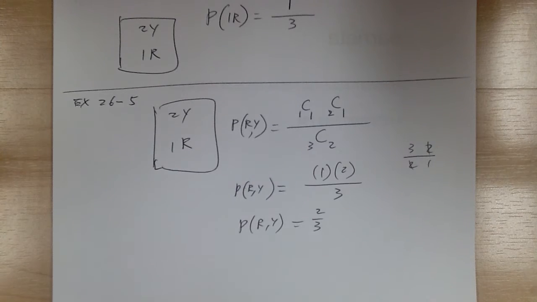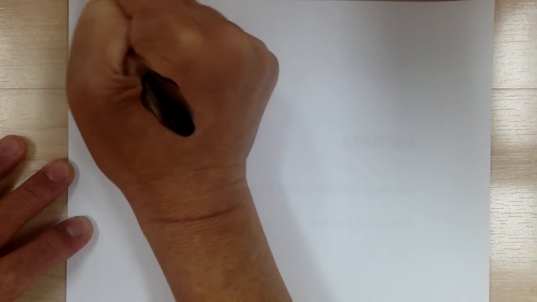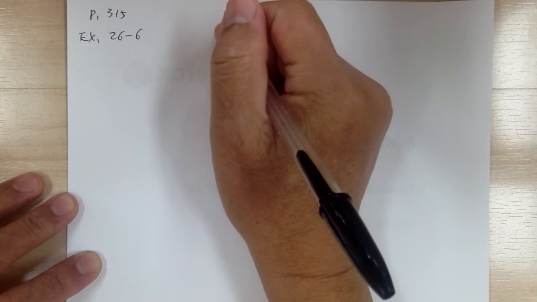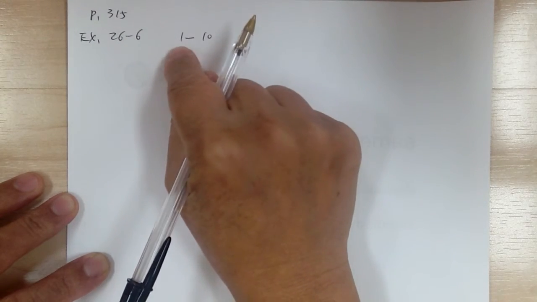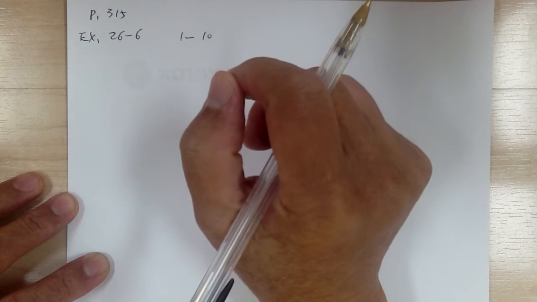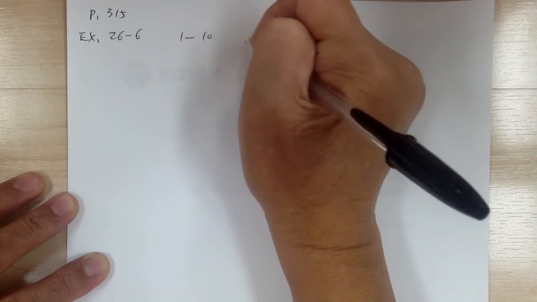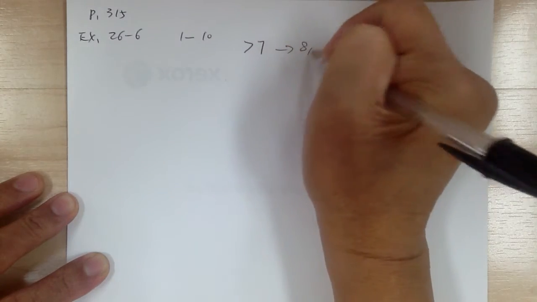Okay, let's go to the next example. Example 26-6. It says John and Jen each choose a number, not necessarily different, from 1 to 10 inclusive. Inclusive means you include those numbers. So they're going to get a number randomly. What's the probability that each picks a number greater than 7? So you want to get a number greater than 7. Okay, so that means you're looking for 8, 9, and 10.